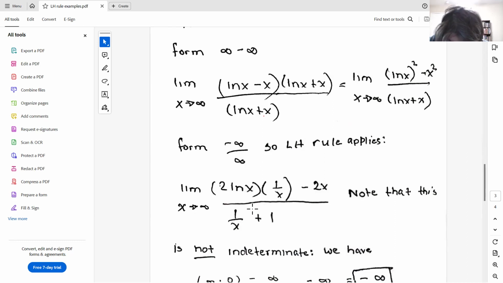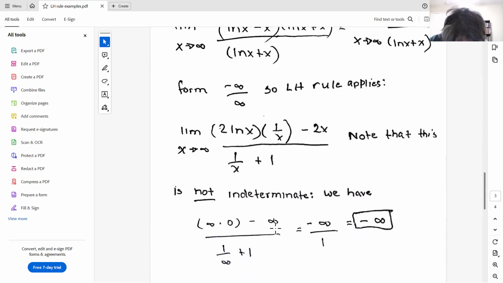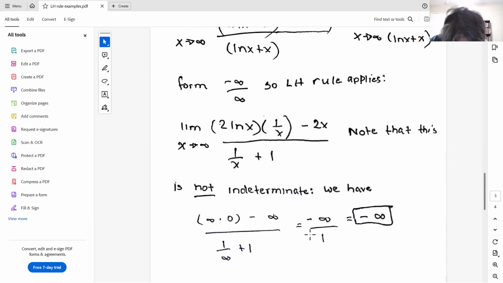This is not indeterminate. So here, we have a limit that's approaching negative infinity at the top and a limit that's approaching 1 at the bottom, which means that the limit of this quotient is going to be negative infinity.